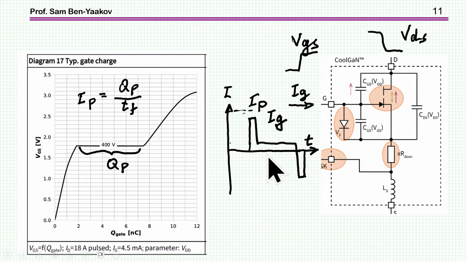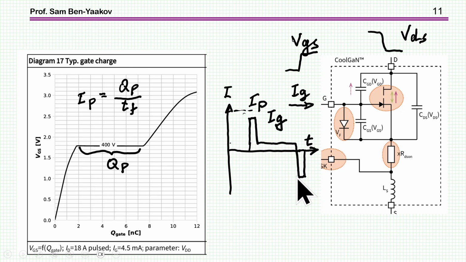Summing all this up, we understand that we need a current profile for the gate that looks something like that. We need a high peak current during the turn on transition, and then we need some DC current through the on time, and then we need some negative peak current during the turn off transition.